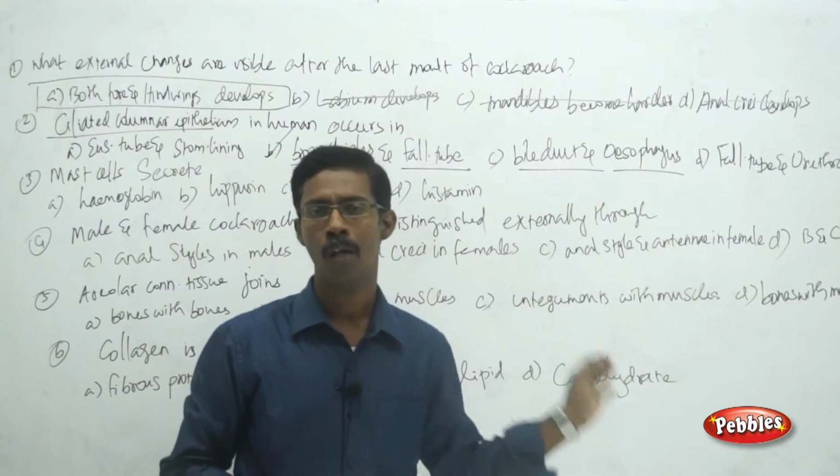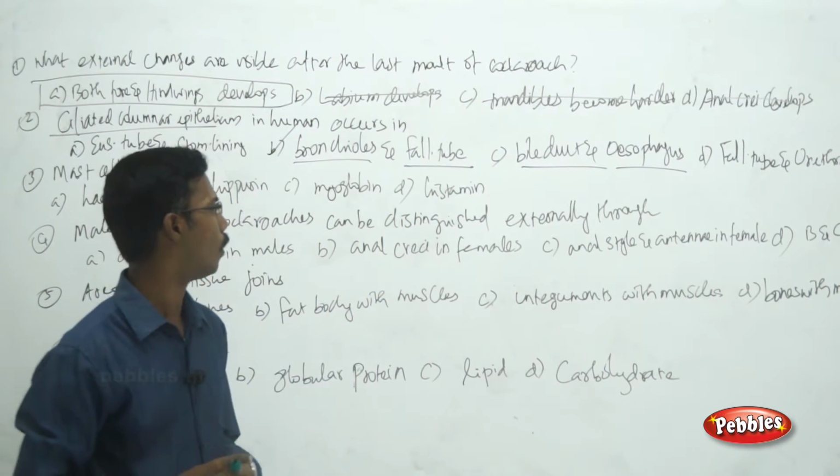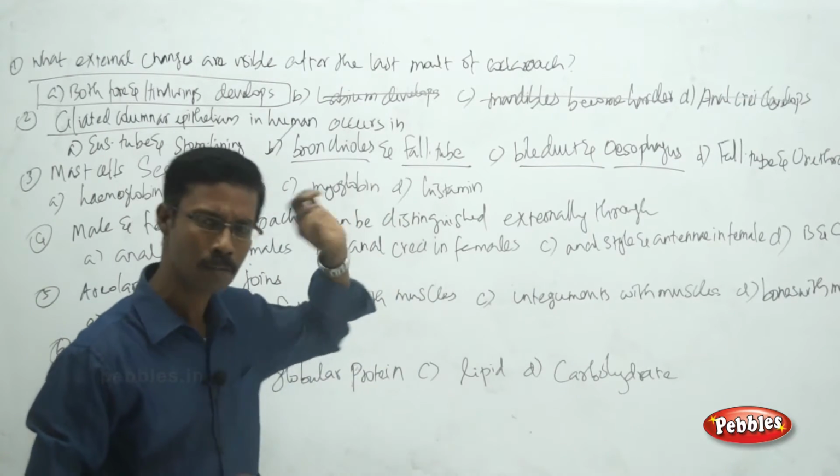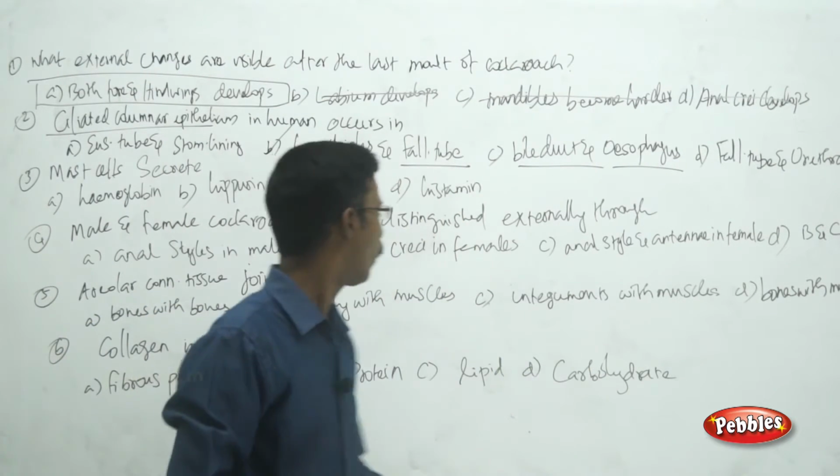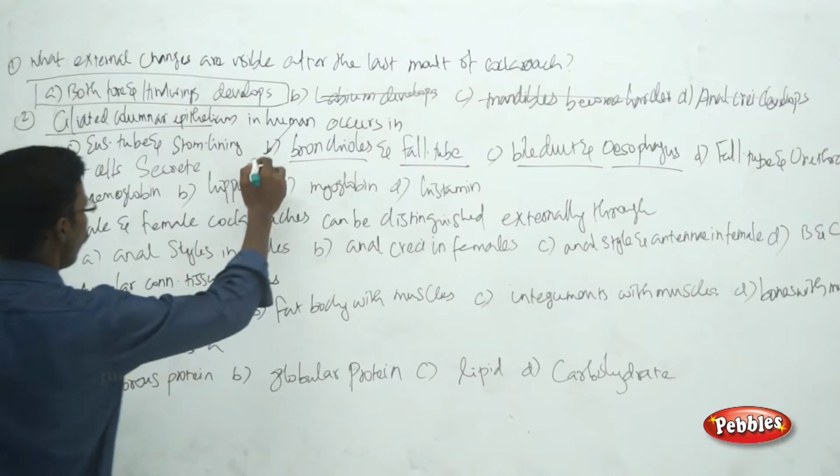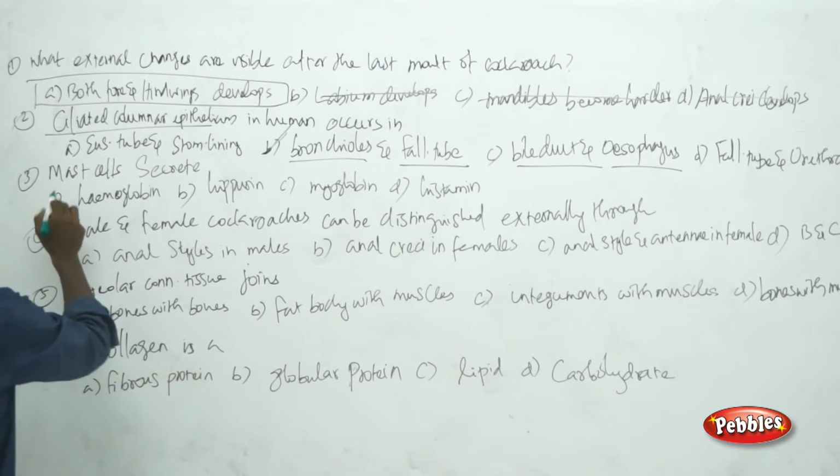They are going to move the mucus in case of bronchioles, and they are going to move the particles in case of the fallopian tube. The choice over here is B for this particular type of question.